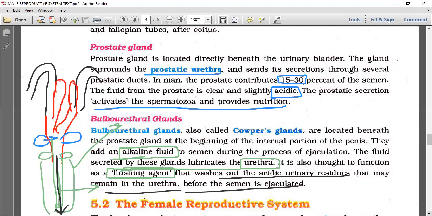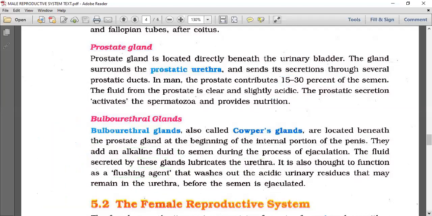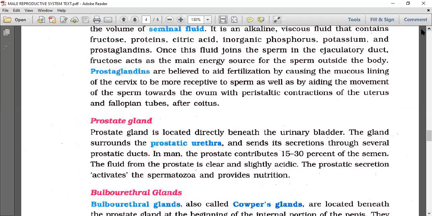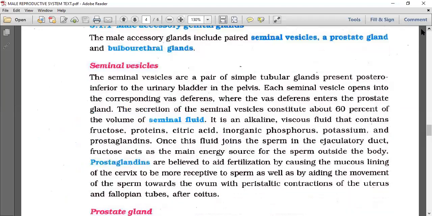Okay. So the main contents to be remembered here, if you draw them in table format, that will be much better. Then we have some common points here. You see the location of the seminal vesicle. Where is it present? Posterior inferior to the urinary bladder in the pelvis. The seminal vesicles are located posterior inferior to the urinary bladder in the pelvis.